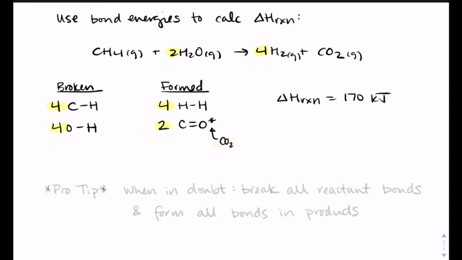And I have a star by this because there will be a star by it in the table that you look at. Make sure that you are accounting for the fact that these carbon-oxygen double bonds are in carbon dioxide. In the end, you should get a delta H reaction of 170 kilojoules. So try this out, see if you get 170 kilojoules, and if not, let me know so we can figure out why you didn't.